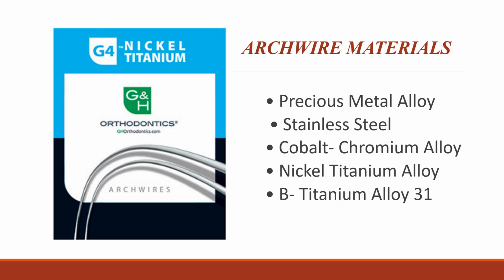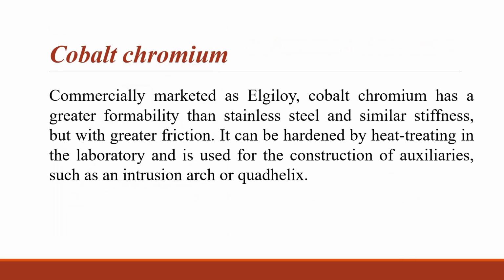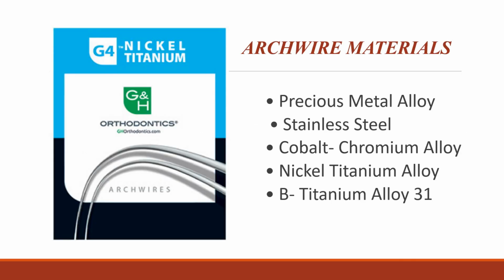Once initial alignment has been achieved, wires of increasing stiffness are used to complete the process of leveling the dentition, begin overbite reduction, and allow sliding of teeth along the arch wire. These are usually round stainless steel wires which provide the necessary stiffness over a range of diameters from 0.016 to 0.020 inches.